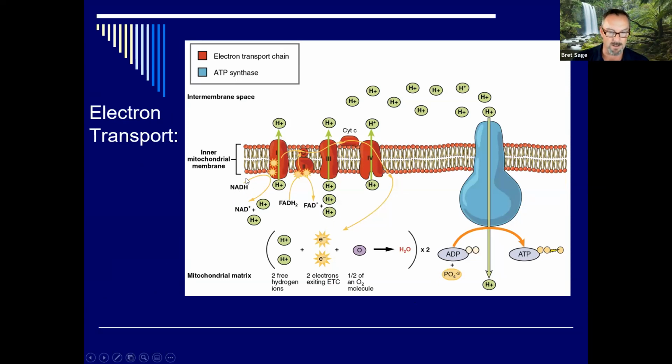Notice what it's dropping off are these hydrogens. So now it becomes NAD plus hydrogen, so it drops it off. The other thing that's dropping off are these sunburst shapes, which are electrons. So it's dropping off hydrogens and electrons. And then if you watch the flow, this yellow line is going through these cytochromes. And as it flows, it pumps hydrogen from here to here.